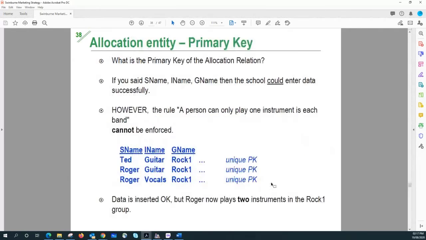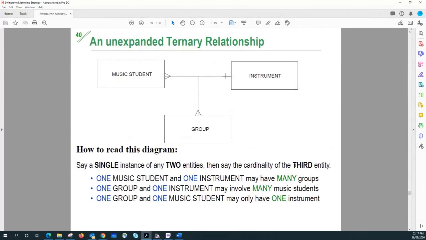But rather than going through this path, can we find a better way to reflect the business rule using the ERD? So what I do here is simplify the model. Now this is the model we have, right? So we have three entities.